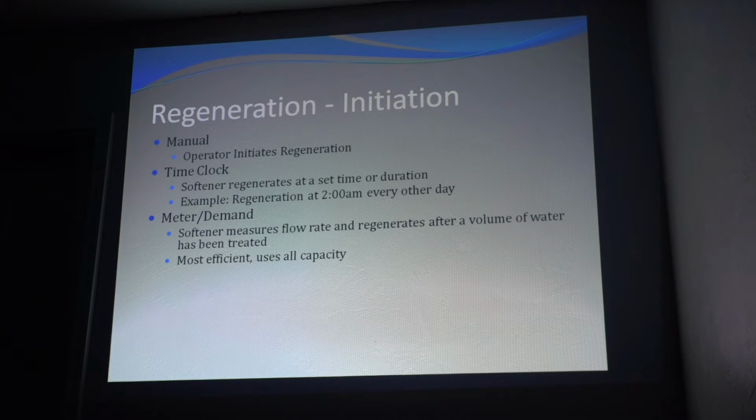Most efficient, uses all program capacity. If you say most efficient uses all program capacity, that would be best.